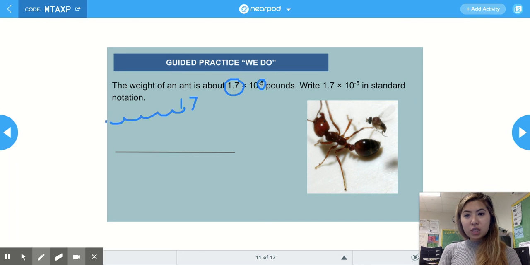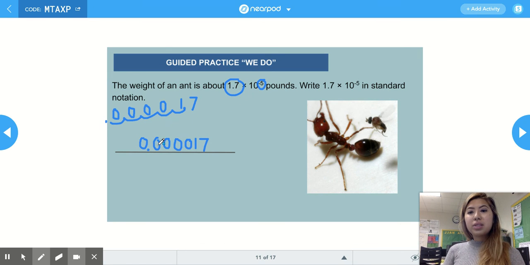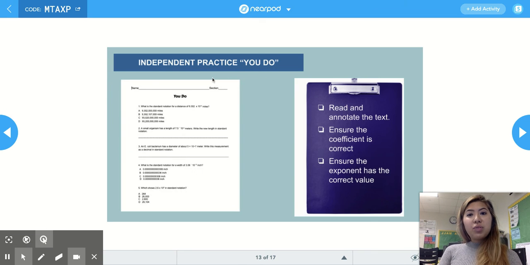We put our new decimal point right there. In all these empty spaces, we're putting zeros. So that means that 1.7 times 10 to the power of negative 5 in standard form is 0.000017. Now we're moving on to your you-do.